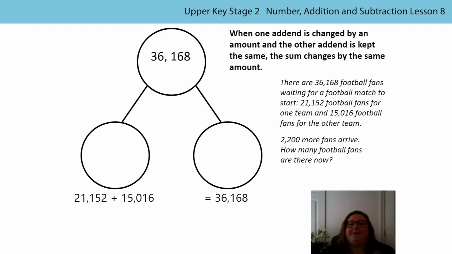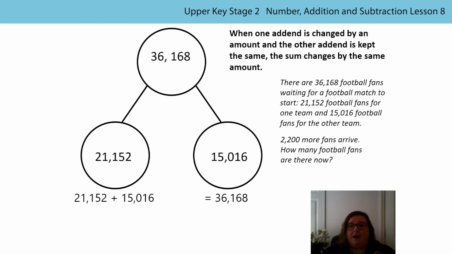Alright, we're going to have a look at using this method now with some larger numbers, which is when it can be really useful. There are 36,168 football fans waiting for a football match to start. There are 21,152 fans for one team, and there are 15,016 football fans for the other team.